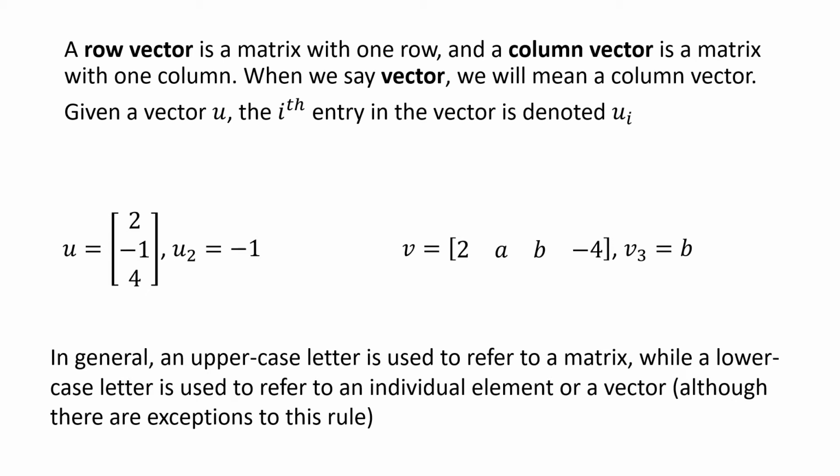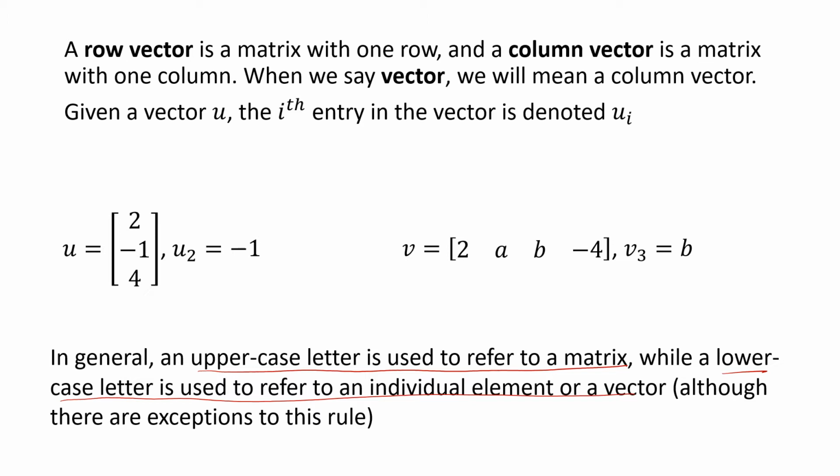Now, when we talk about a vector, we usually give it a lowercase designation. So a lowercase u or lowercase v. When we talk about an individual number, we also give it a lowercase letter. So scalars, we give lowercase letters. When we use an uppercase letter, we're usually talking about a matrix. So lowercase letters refer to an individual element, a number, or a vector.